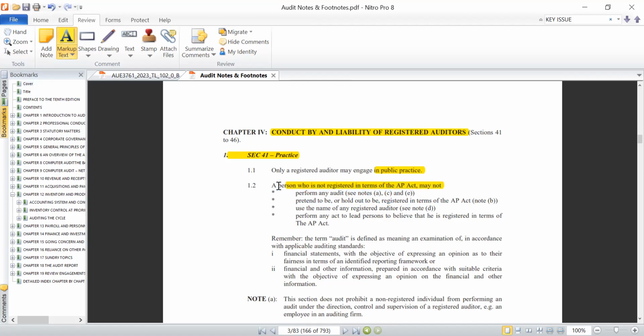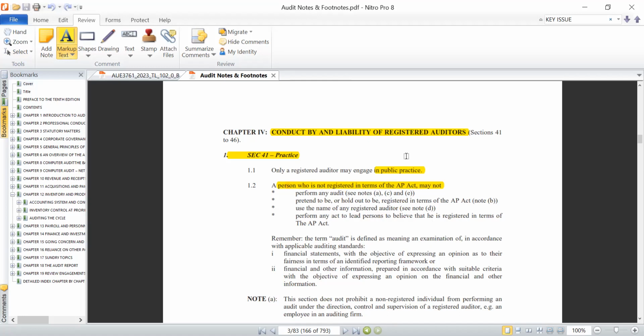If you're not registered as a registered auditor, you're not allowed to perform any audits. You're not allowed to pretend to be, or to hold yourself out to be, registered in terms of the APA Act. This is not allowed. You're not allowed to use the name of any registered auditor. Neither are you allowed to perform any act to lead persons to believe that you are a registered auditor in terms of the APA Act. These are certain conducts that are not allowed in terms of the APA Act.